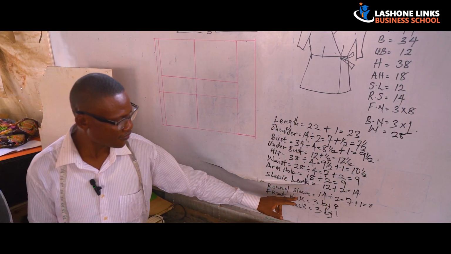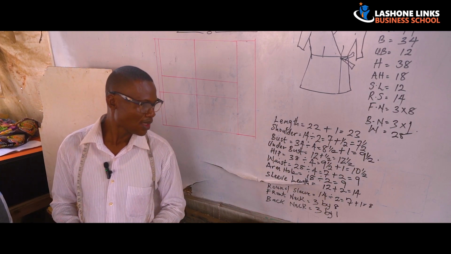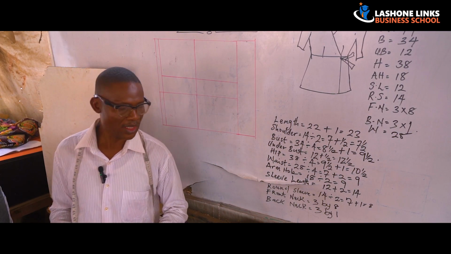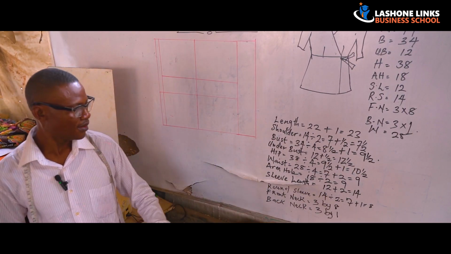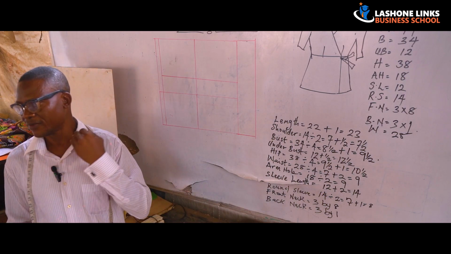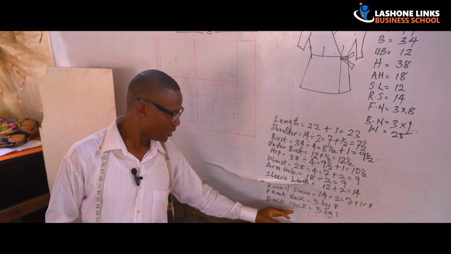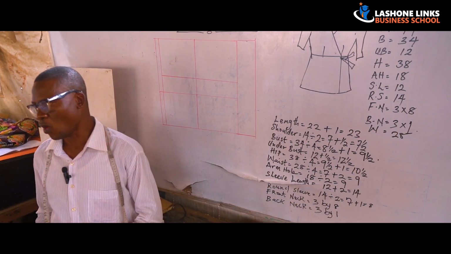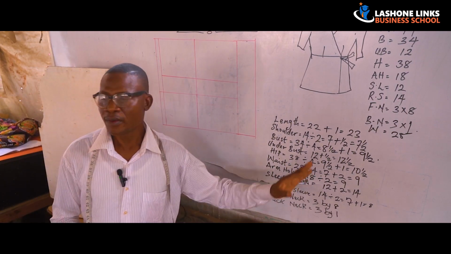We have our round sleeve. Round sleeve is 14 divided by 2, that is 7 plus 1 for your sewing allowance, that is 8. Front neck is 3/8. So we have 3 for the wideness, while the 8 is the length. Then the back neck is 3/1. So this is how you are going to divide your measurements.